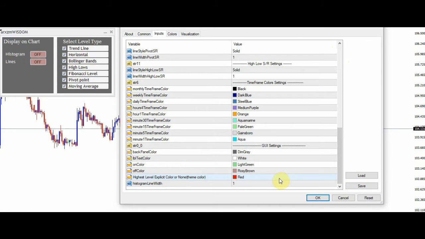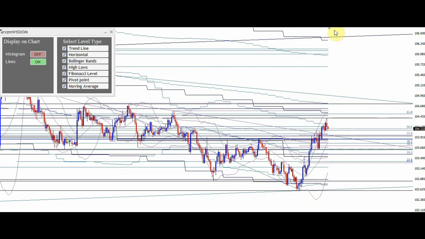What we can also do is go down and make the highest level appear. We can change the entire color scheme of the levels per time frame, but for the histogram, we can make the largest, highest, strongest level appear. So clearly we have a lot of levels going on from all different time frames. We're on the 4-hour chart here, so there's levels from every time frame.